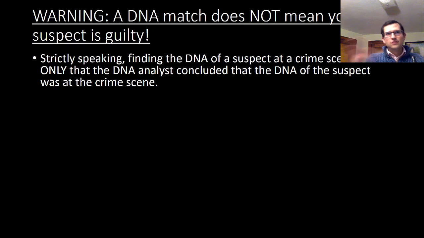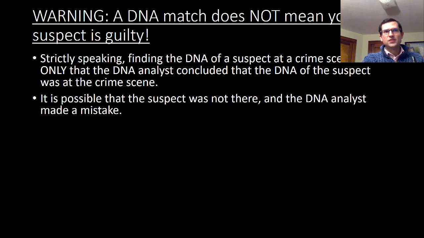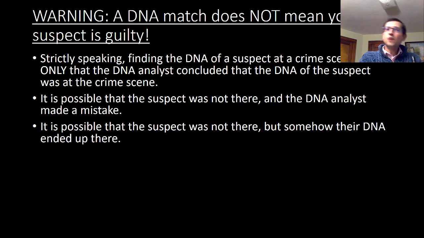So imagine that a DNA analyst has come to you, and the DNA analyst has said, I've got a perfect match here. I've run the sample of the suspect, I've run the sample of the crime scene, they match up perfectly. What are the possibilities here? Well, one possibility is that the suspect actually wasn't there, and the DNA analyst made a mistake. That's possible, isn't it? People do make mistakes. This is good technology, but nobody's perfect. People do make mistakes. It's possible the suspect wasn't there, but somehow their DNA ended up there. Maybe they were framed. Maybe somehow their tissue got there, even though they were never there.